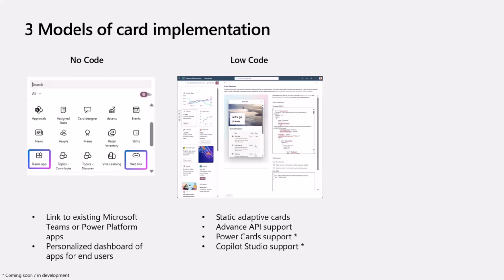Now, we then have the low-code option, where you can actually do without actually writing code, as in the pro code. You can do static adaptive cards, but those are not necessarily super useful. You want to have that information dynamic, so you can actually access advanced API support. We're going to talk about that one in upcoming slides.